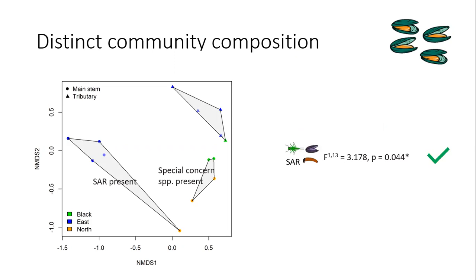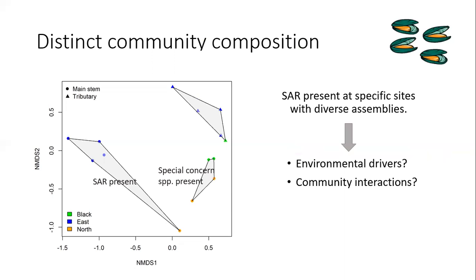Now, when we looked at which communities had species at risk or species listed as special concern present, we also found a significant difference, with the presence of species at risk or species listed as special concern only found at our larger, more diverse sites. So that showed that there was a significant difference in the community composition of mussel communities where the species at risk were present and where they weren't. So this difference in assembly led us to thinking about environmental drivers and the involvement of community interactions in these, and particularly investigating species co-occurrences more closely.